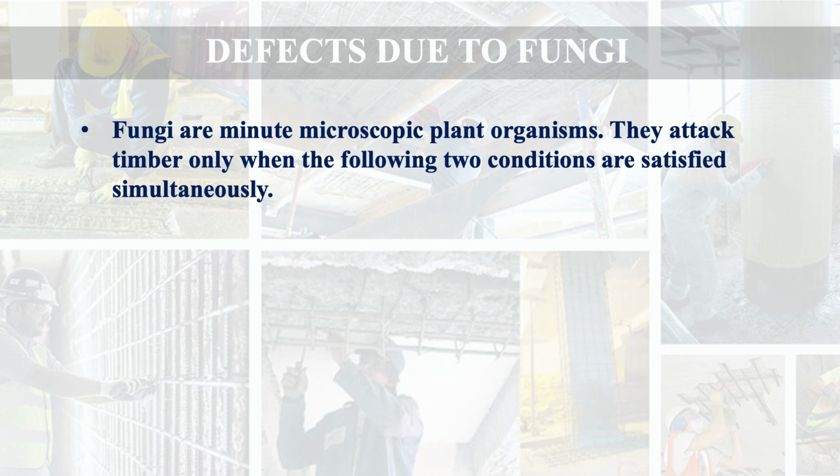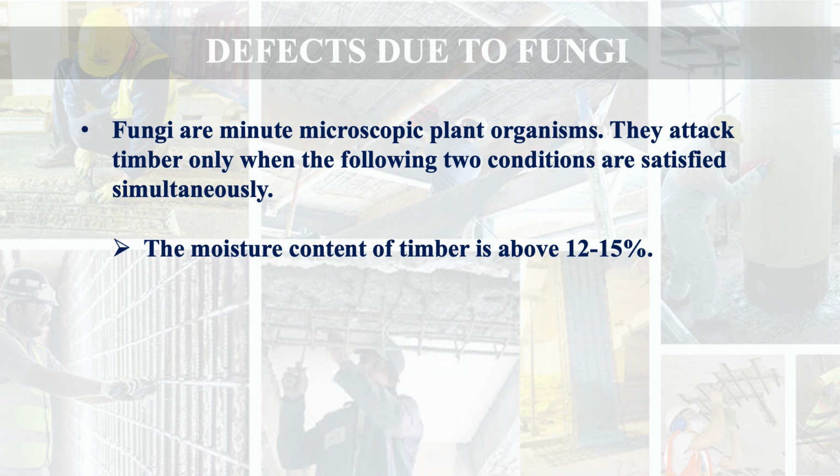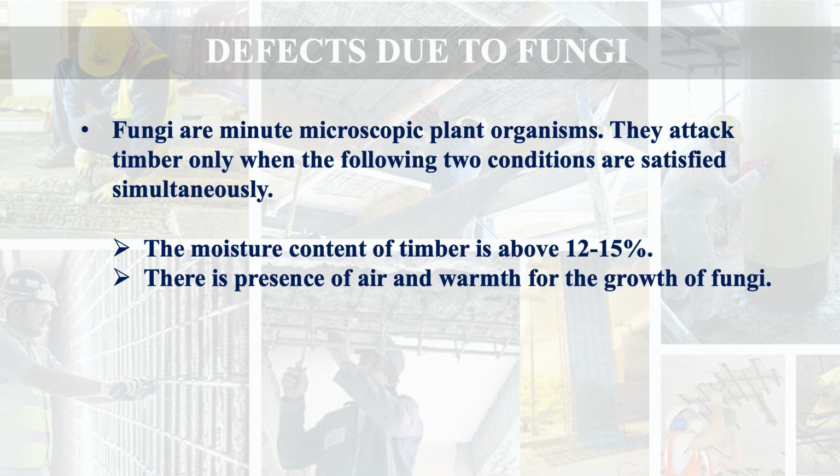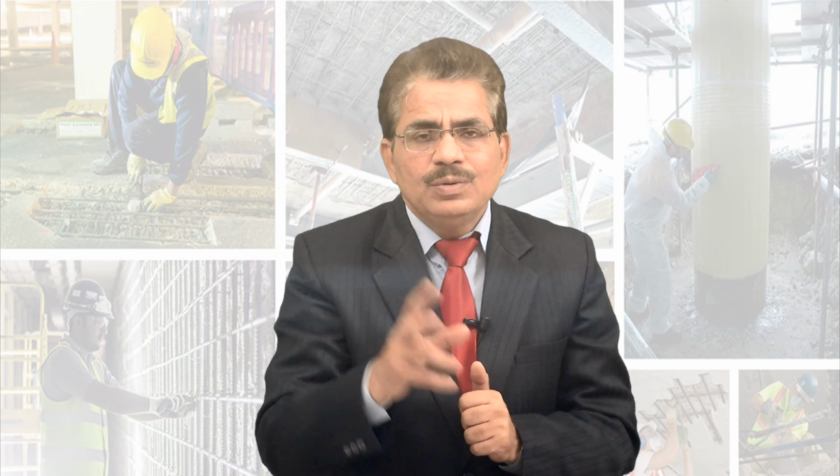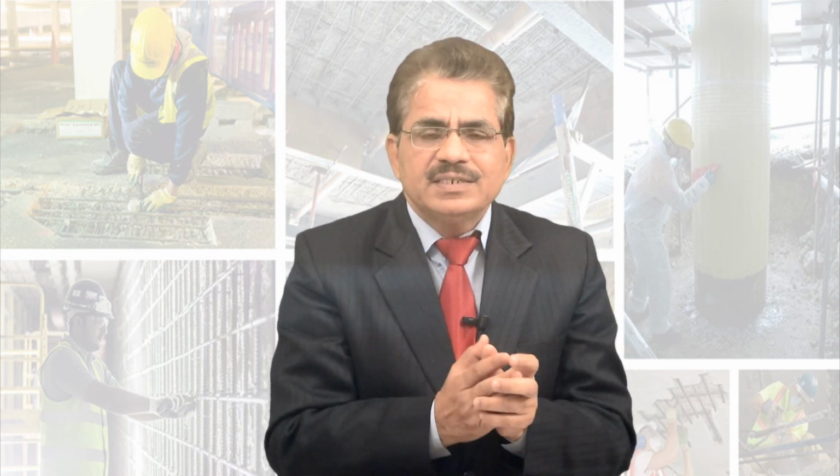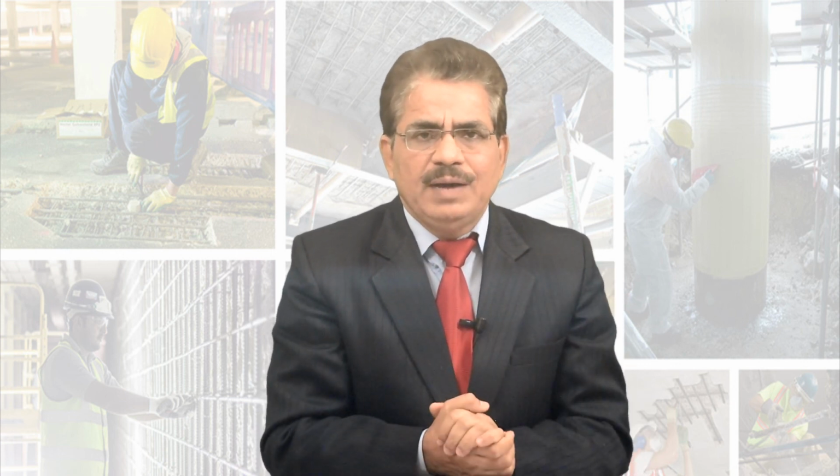Now let us see what the different defects due to fungi are. First of all, what is fungus or what are fungi? Fungi are minute microscopic plant organisms. They attack timber only when the following conditions are there. First is that the moisture content of timber is above 12 to 15%. Second condition is the presence of air and warmth for the growth of fungi. So these are the two conditions where fungi find a favorable environment for attack and growth. What are these? Moisture, and air plus warmth, a warm environment.